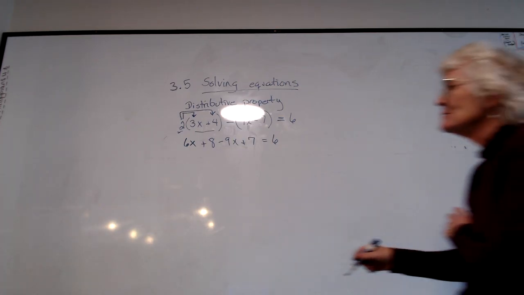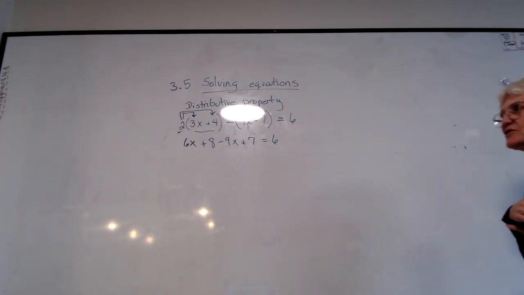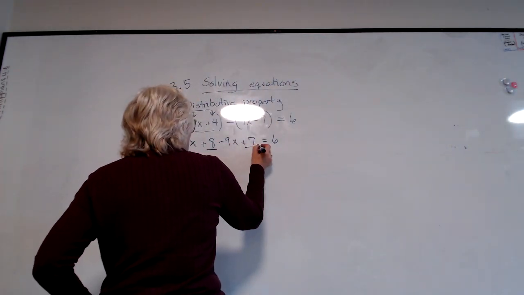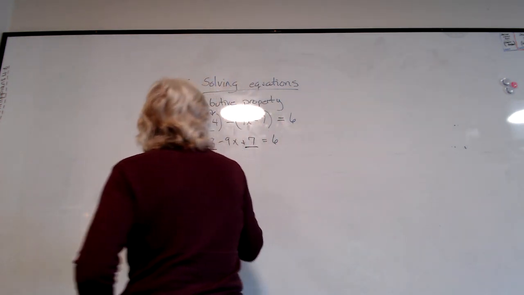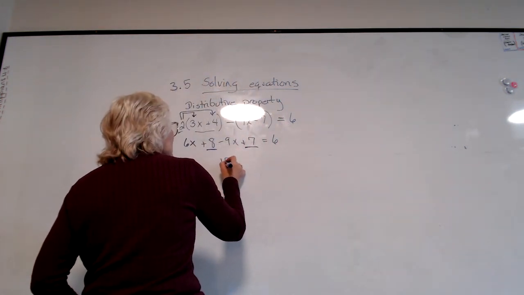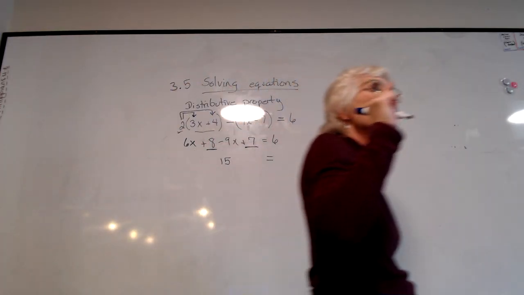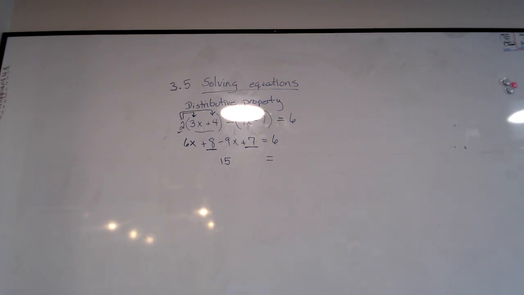We're gonna combine them. So give me two terms that are alike. Brel, what two terms are alike on that? 8 and 7. 8 and 7 are definitely alike. What do they make when I add them together? 15. Now, since they are on the same side of the equation, we do not subtract. We're not trying to get rid of them. We are just trying to combine them.